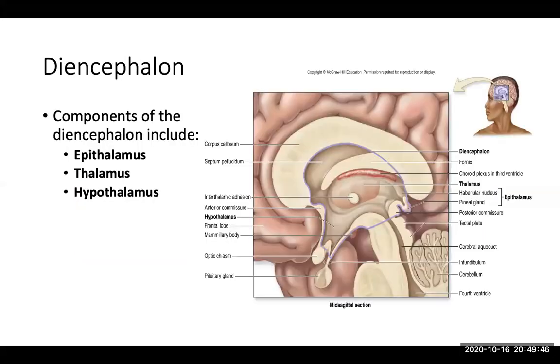The diencephalon includes the epithalamus, the thalamus, and the hypothalamus. The epithalamus is made of the pineal gland, which is located right behind the thalamus. The hypothalamus is the entire area around this bullseye, the interthalamic adhesion, which holds the two halves of the thalamus together. And the hypothalamus is right below that thalamus.